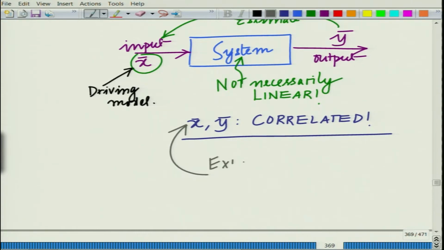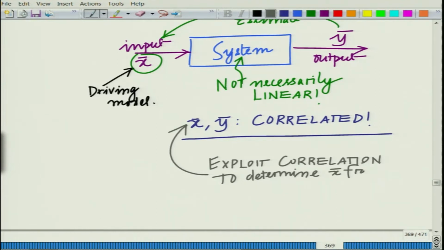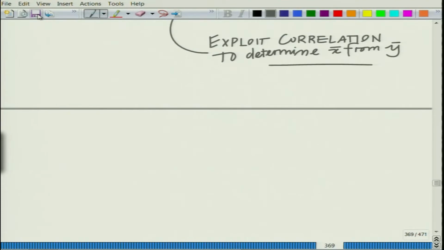Exploit the correlation to estimate, which is a very important aspect of MMSE estimation, is to exploit this correlation to determine x bar from y bar.